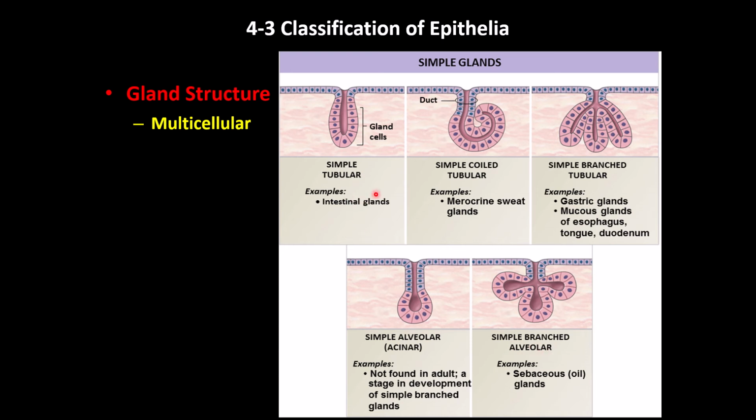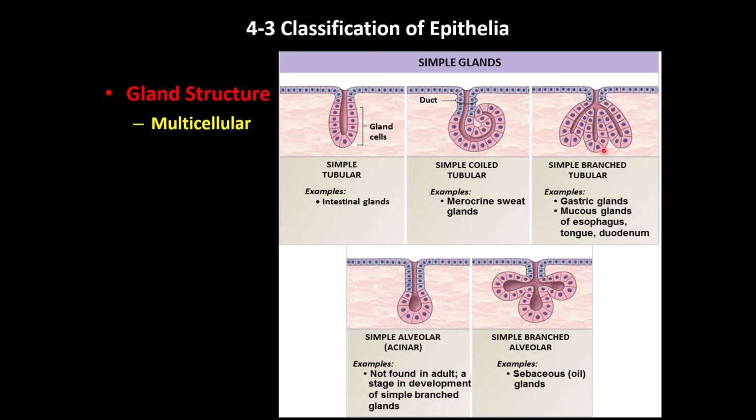Also, just to make things more complicated, some of them are unbranched and some of them are branched. Like this one is not branched, it's just one of them. And this one you can see in the intestinal gland. Some of these are actually twisted, like this one. You see it in the merocrine sweat gland. This is called simple coiled tubular, so it's not just straight. And some of them are a combination of simple tubular. So this is the branched one.